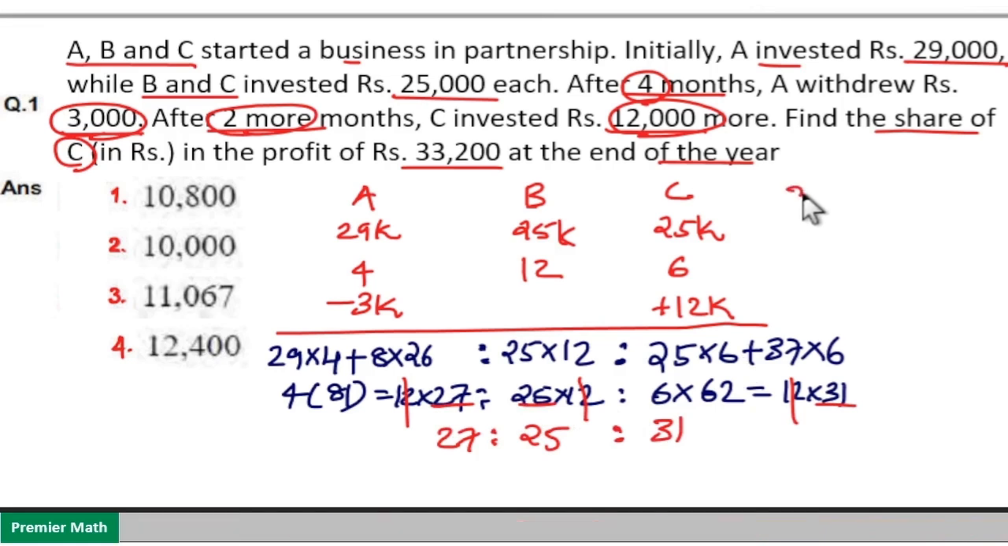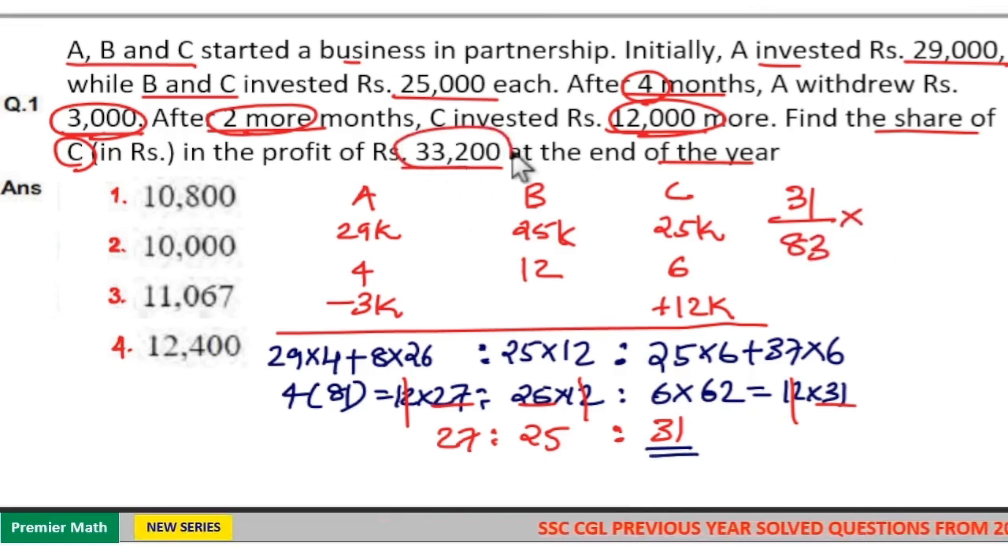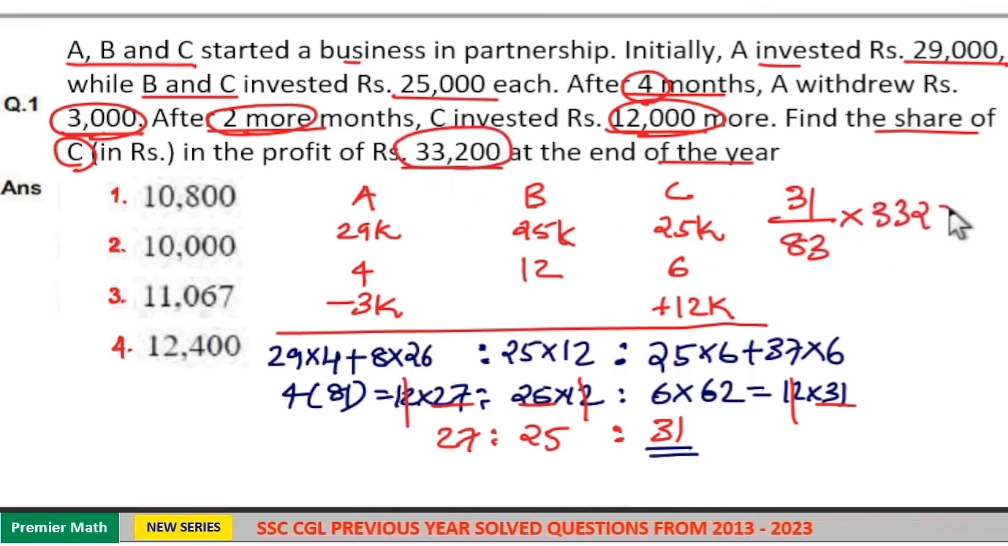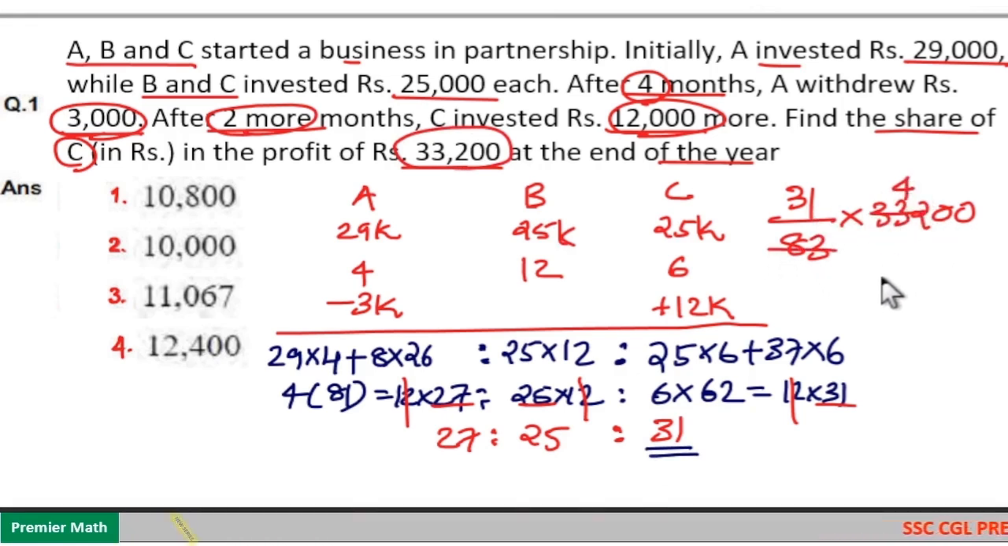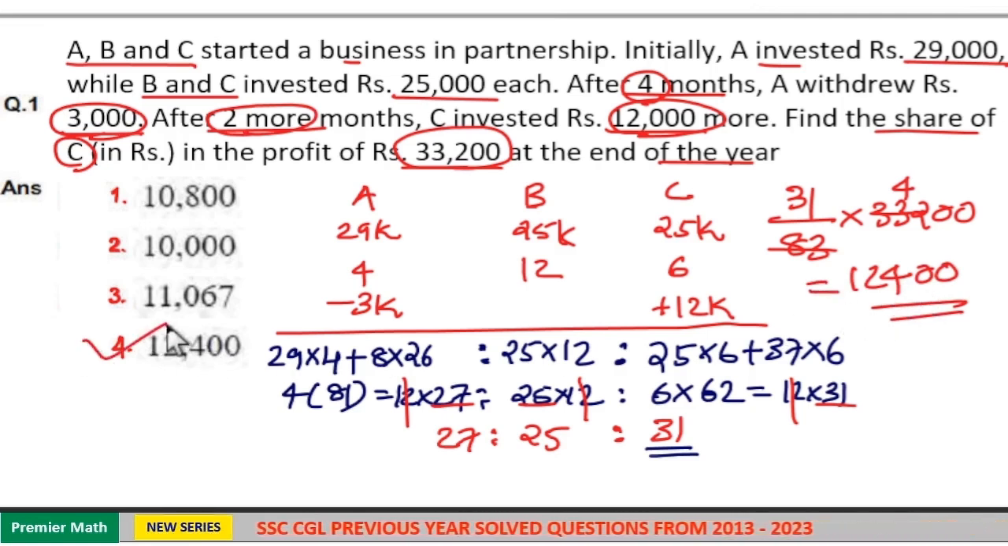So C's share is equal to 31 parts. 31 parts out of the total, 25 plus 27, 52, 52 plus 31, 83, into the total profit, 33,200. Now 83 into 4 is 332, so 31 into 400 is equal to 12,400. So C's share is equal to 12,400. Option 4 is your answer.